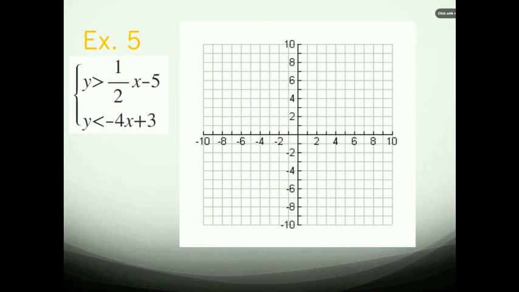Finally, now that we've seen them worked out, let's try to work one out together. We have this system, y is greater than 1/2 x minus 5 and y is less than negative 4x plus 3. Let's start with the first one, y is greater than 1/2 x minus 5. It's going to have a y-intercept of negative 5, go up 1 over 2. The line will look like this. If we graphed it, this is greater than, so we would shade everything above it.